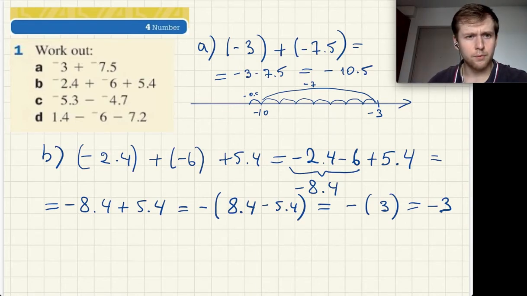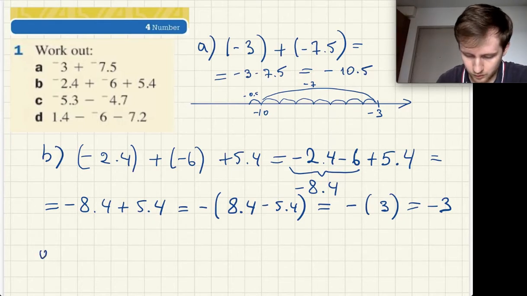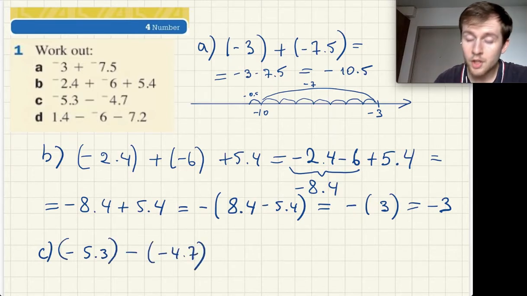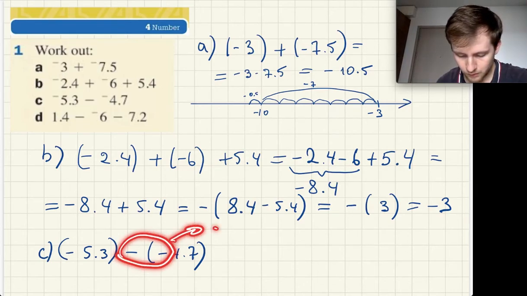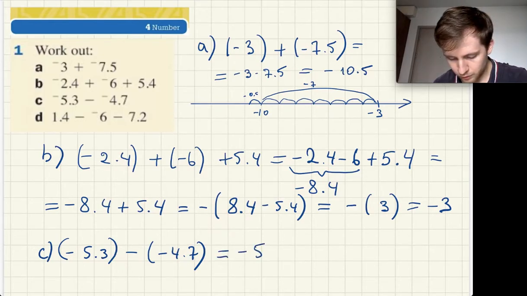What else do we have? We have -5.3. So this is C. We have -5.3 minus -4.7. So here minus and minus gives us the plus, and what we're gonna get is we're gonna get -5.3 plus 4.7.